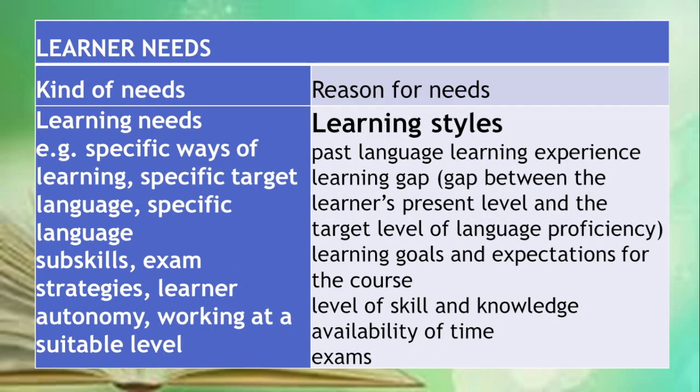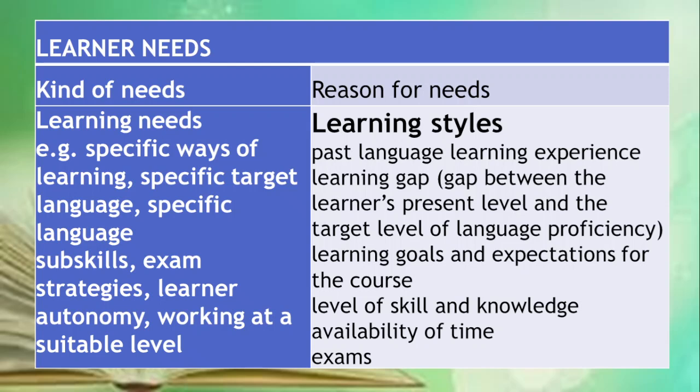And the next is learning needs, e.g. specific ways of learning, specific target language, specific language subskills, exam strategies, learner autonomy, working at a suitable level. And the reasons for learning needs are learning styles, past language learning experience, learning gap between the learner's present level and the target level of language proficiency.